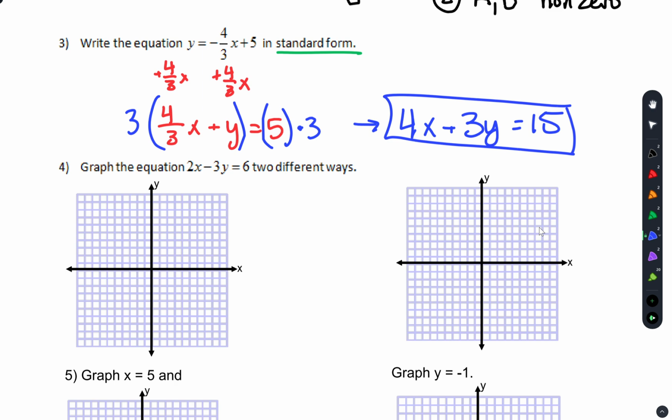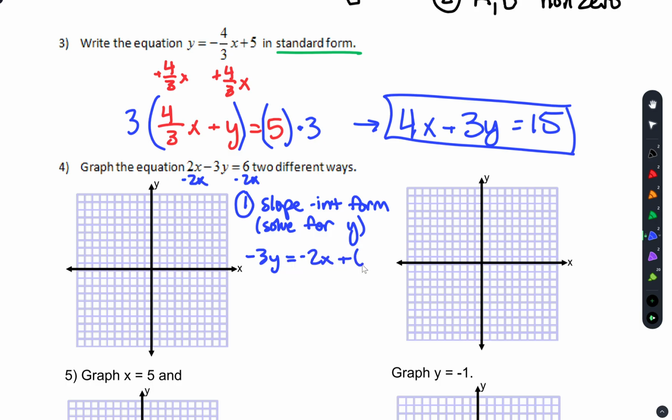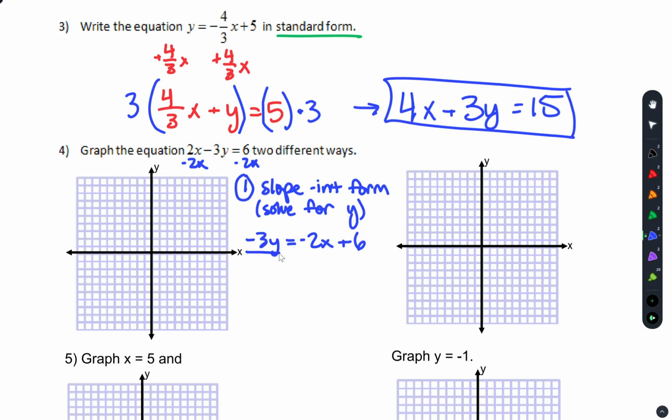So if I say graph the equation in 2 different ways, one of those 2 ways is going to be slope-intercept form. To get an equation into slope-intercept form, just like we were doing on the last page, all we do is solve for y. So I'm going to subtract 2x from both sides here to get negative 3y equals negative 2x plus 6. I'm going to divide everything by negative 3. And now I'm in slope-intercept form.